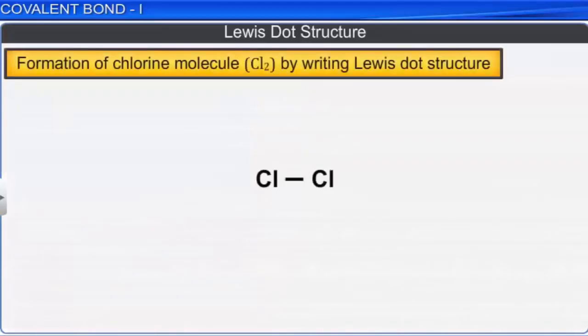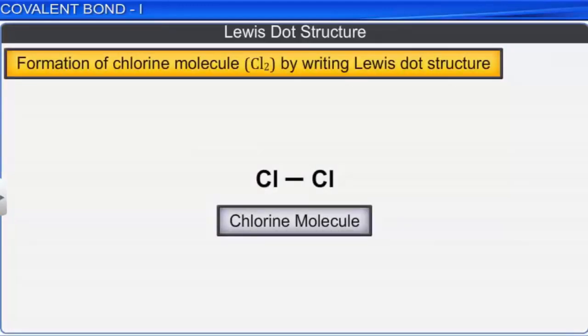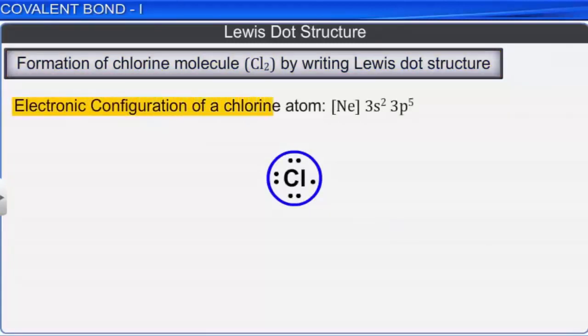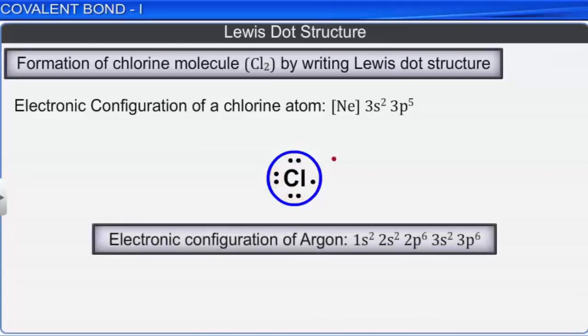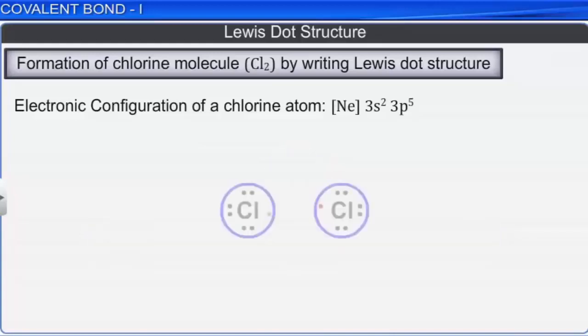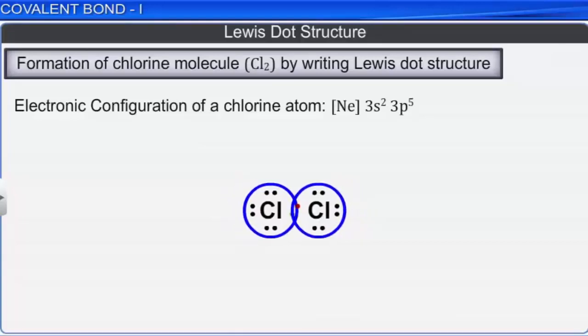Let us understand the formation of the chlorine molecule by writing the Lewis dot structure. The electronic configuration of a chlorine atom is neon 3s2 3p5. It has 7 electrons in its valence shell. Hence, it needs one more electron to attain the nearest inert gas configuration of argon. Therefore, each chlorine atom contributes 1 electron for sharing, and this electron pair is shared mutually by both the chlorine atoms. This shared electron pair joins the 2 chlorine atoms together in the chlorine molecule.